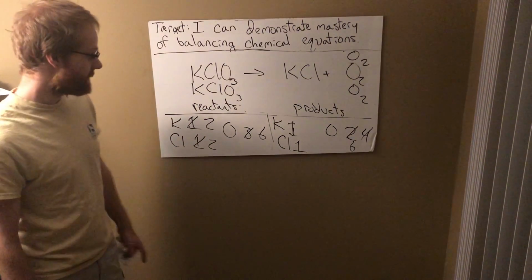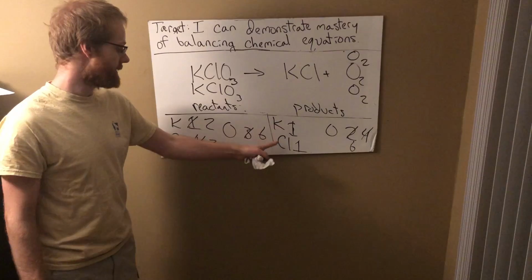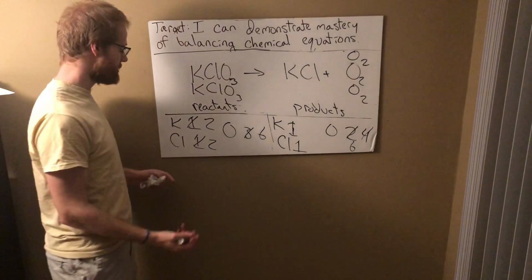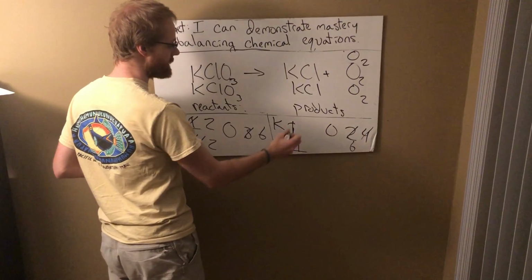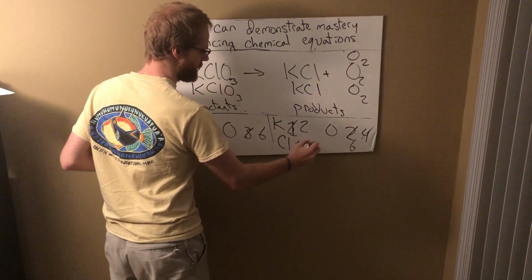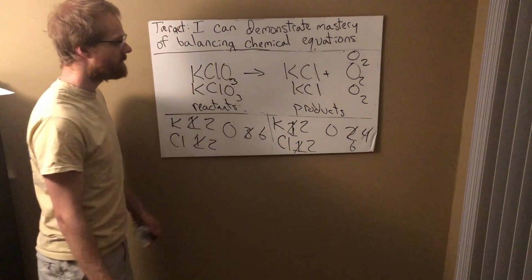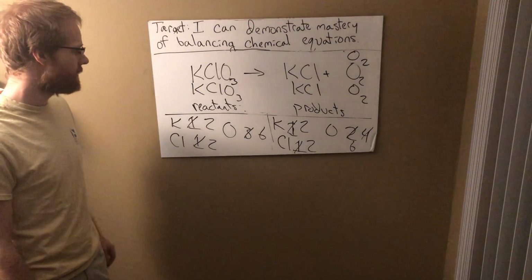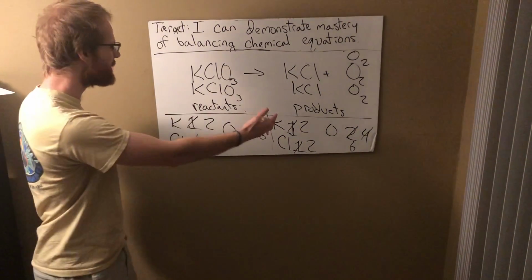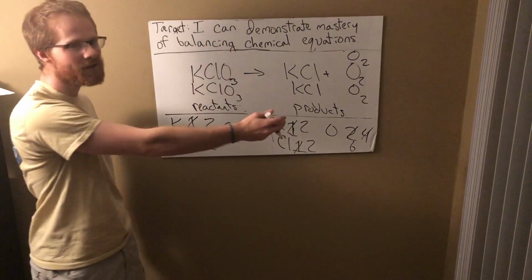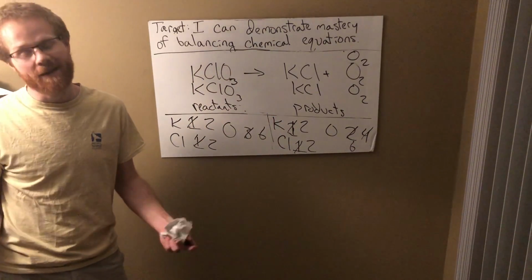Okay. Now I just have to balance my K, my potassium, and my Cl. And the nice thing is I can do that with 1 step. Adding 1 more KCl gives me 2 K and 2 Cl. And there we go. Not too bad, right? It's a little frustrating at first because it's like, oh, if I add more oxygen to this side, it's not balanced. If I add more oxygen to that side, it's not balanced. Because you need to add oxygen to both.